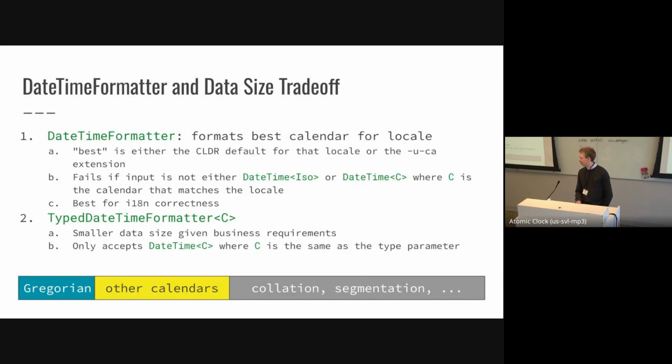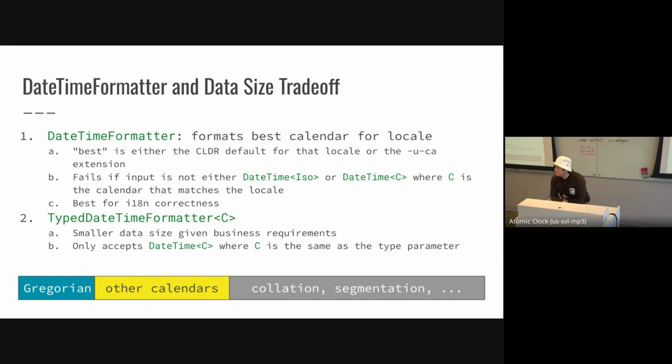All right. Now Shane will take over from here. I just have this one little slide here to sort of explain some of these trade-offs. So we've got datetime formatter, which selects the best calendar for the locale. And the best is as defined by CLDR or by the Unicode locale extension keyword. So for example, in English, it will choose Gregorian, and in Thai it will choose Buddhist, and so forth. If you use the Unicode extension keyword, it will also choose what's in the Unicode extension keyword.